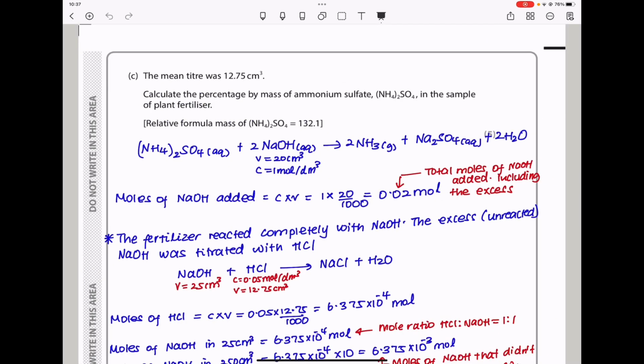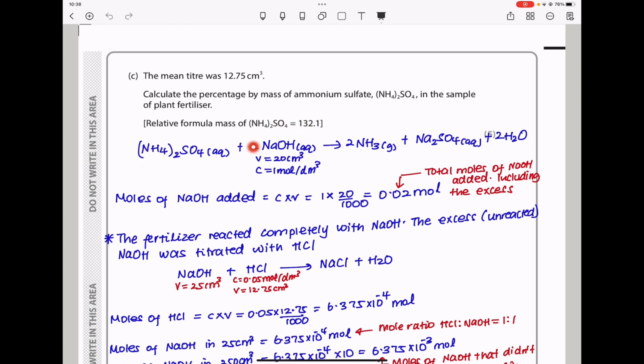Here they say the mean titer was 12.75 centimeters cubed. They want you to calculate the percentage by mass of ammonium sulfate in the sample of plant fertilizer, and they've given you the relative formula mass, which is 132.1.